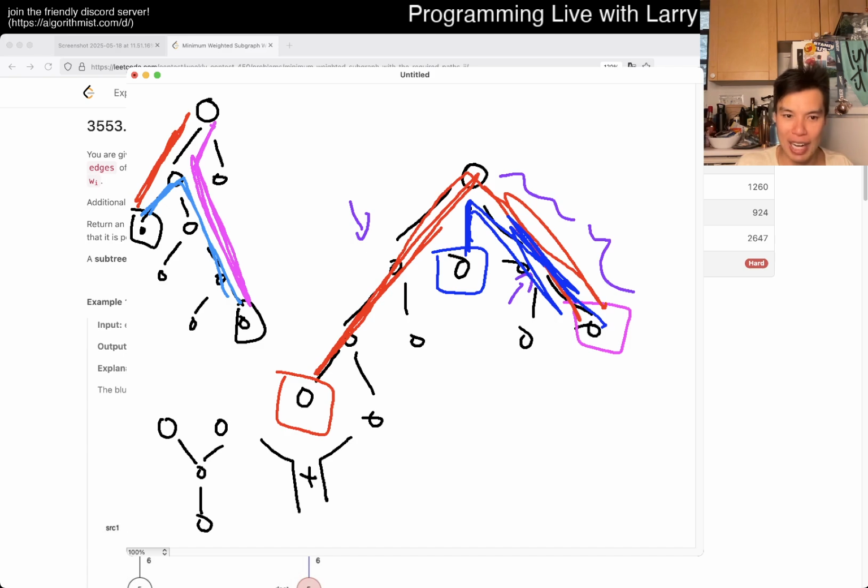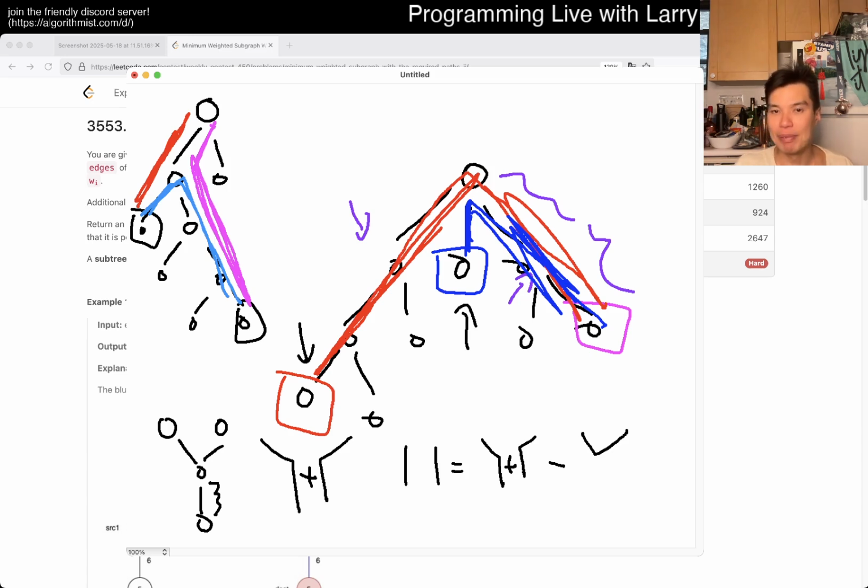Or if you're trying to get the overlap, which is this part, then the overlap is equal to this part plus this part minus this part, right? So that means we are just trying to get the path from this node to this node. And that's it. So then 2 times this overlap is equal to the sum of the red line and the blue line, minus the distance from the red node to the blue node, right?